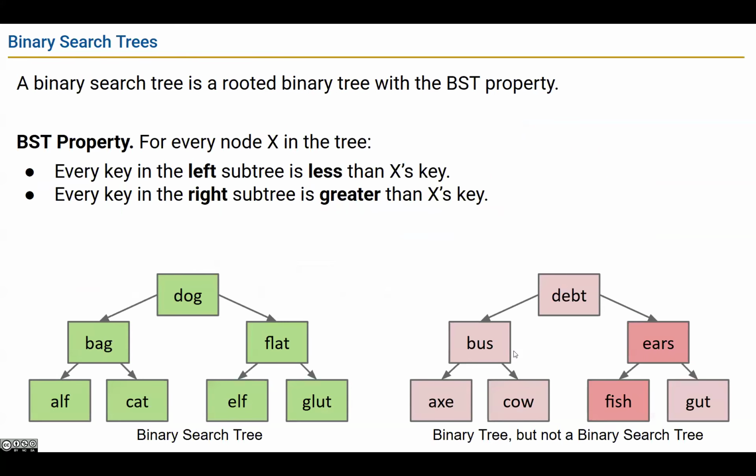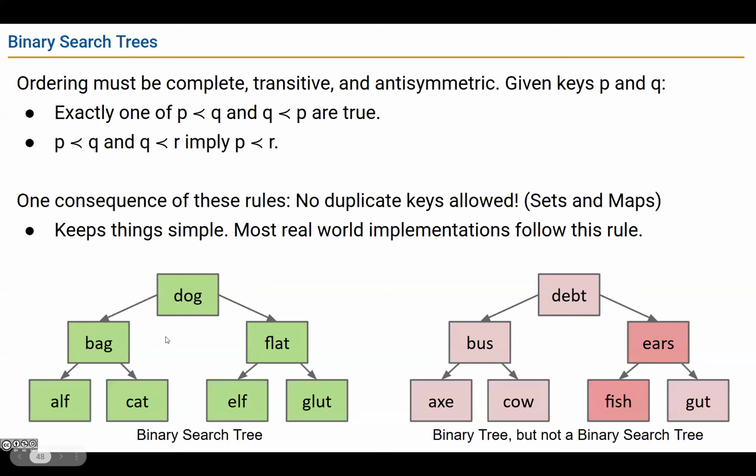We also discussed binary search trees. These are rooted binary trees with the binary search tree property, which states that everything to the left is less than, and everything to the right is greater than, the keys. This only really makes sense if we have comparables that fulfill these properties. Namely, things must always be comparable. You can't have 2 things that are equal to each other. And you have transitivity, where A less than B and B less than C implies A less than C. This also means we will have no duplicate keys. So we won't have the same key twice in our binary search trees. So this restricts us to using this only for sets and maps.